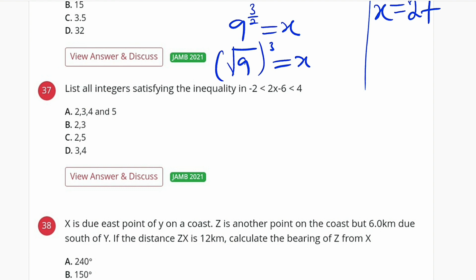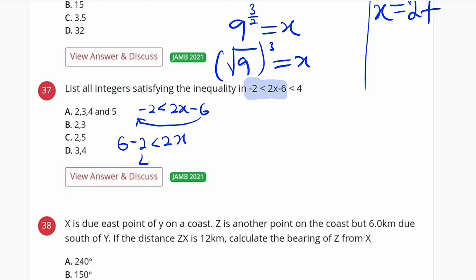Question number 37, we are almost done. List all the integers that satisfy the inequality -2 less than 2x minus 6 less than 4. This is a simultaneous linear inequality. We are going to break it down into two inequalities. The first one, -2 less than 2x minus 6. So we are grouping them. We take the first two parts, -2 less than 2x minus 6, and we solve this first. I can bring this 6 backward. It becomes positive 6 minus 2 less than 2x.